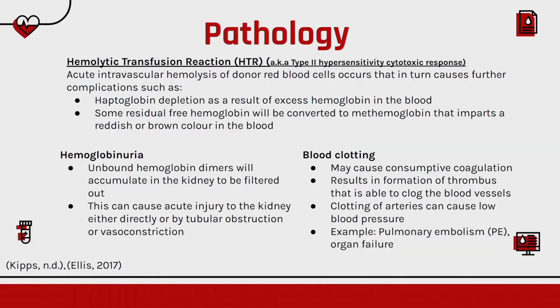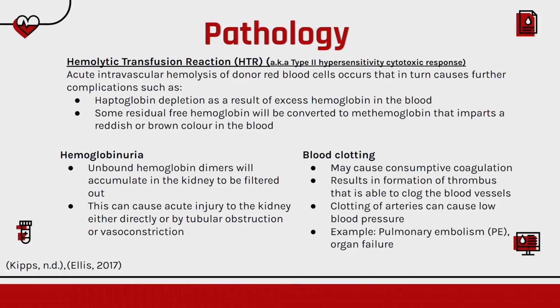Due to ABO incompatibility, hemolytic transfusion reaction will occur, where acute intravascular hemolysis of donor blood cells will in turn cause further complications in the body, such as depletion of haptoglobins because all of the pre-existing haptoglobins have to bind to the excess hemoglobin in the blood, and some of the free residual hemoglobins will be converted to methemoglobin that imparts a reddish or brown color in the blood. Next, it could cause hemoglobinuria, where unbound hemoglobin dimers will accumulate in the kidney to be filtered out, and these heme pigments can cause acute injury to the kidney, either directly or by tubular obstruction or vasoconstriction.